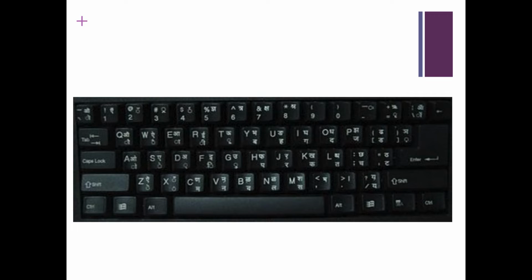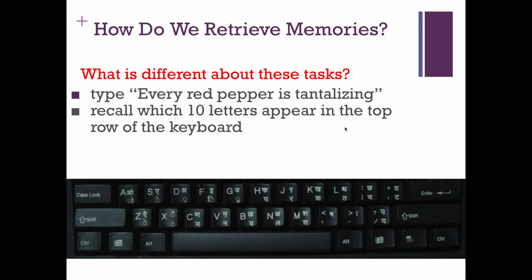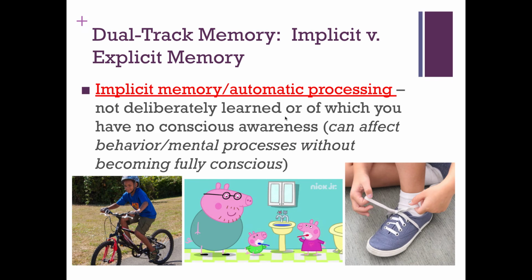It's a procedural memory. Whereas having to think about the top row of the keyboard, that requires some conscious thought. You actually have to think about it. And this is really the difference between an implicit versus explicit memory. Typing, implicit. Recalling those 10 letters, explicit.